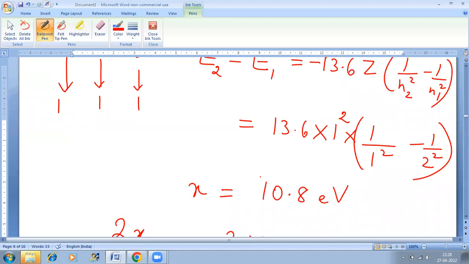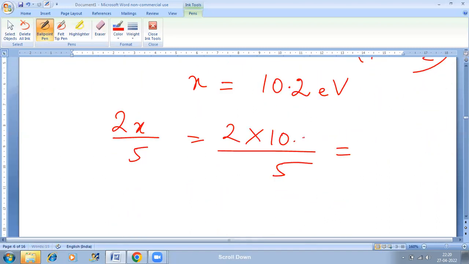Okay. I'm sorry, I've made a mistake in the calculation, I believe. This is 10.2 and not 10.8. Now it's correct. So this comes out as 4.08.